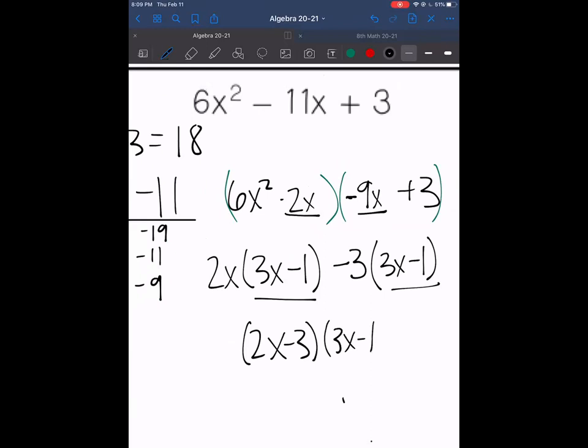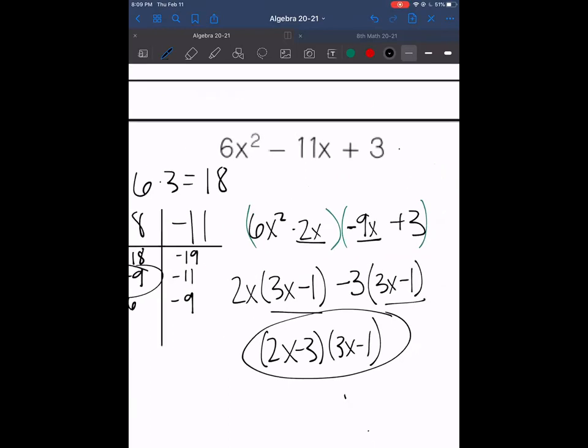3x minus 1. So those are our factors. Remember, if you're confused, or you don't trust that this is your answer, you can always go through and multiply these binomials using either the FOIL method or the grouping method, or using algebra tiles, to make sure you get the answer that we started with.